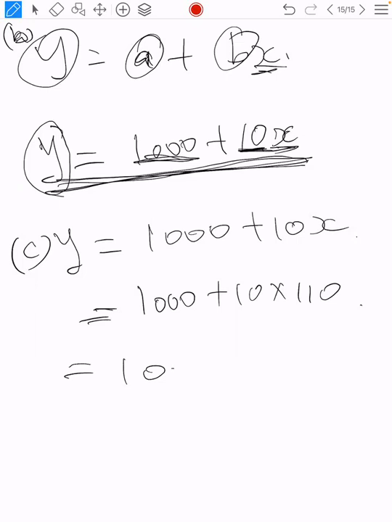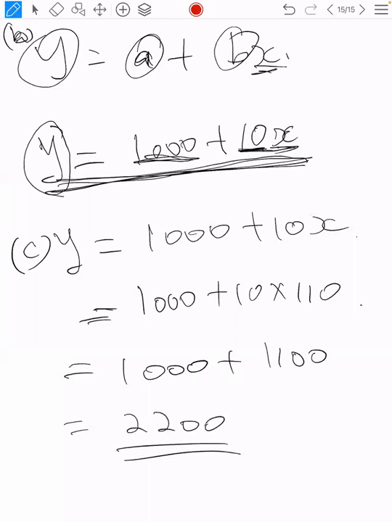Yes, so that will give me 1000 plus 1100. This is going to give me 2100. So the total cost of producing 110 units, good people, is 2100. As far as our high-low method is concerned, good people, we now know it.